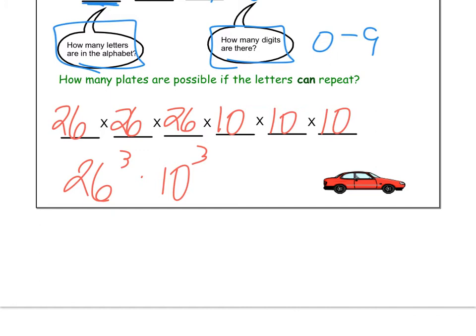When numbers or items can be repeated, the number of outcomes will be drastically larger. And that should make sense because the smaller the numbers, the lower the product. The larger the numbers, the larger the product.